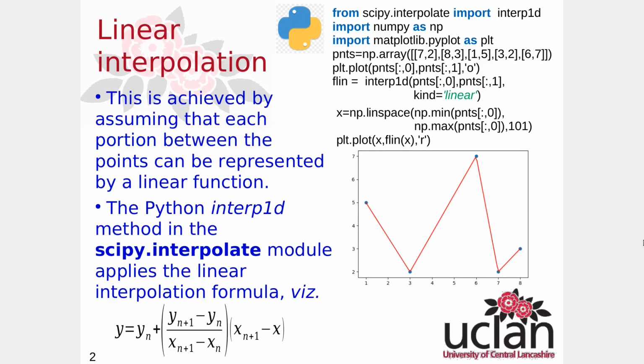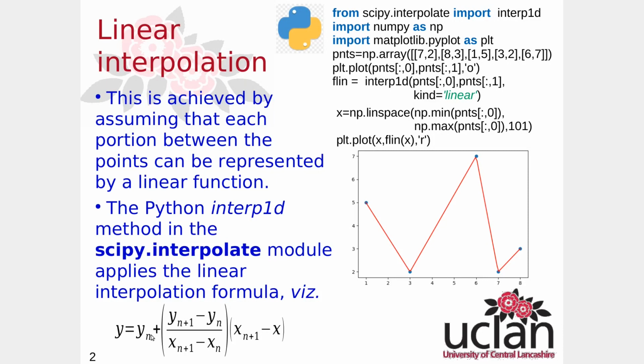So now we're on to the main crux of this particular video lecture, which is interpolation, and we'll start with linear interpolation. This is achieved by assuming that each portion between the points can be represented as a linear function. In Python, there is an interp1d method as part of the SciPy interpolation module, which applies the linear interpolation formula, which is given here. This is quite simply the rise over the run, the changing x up until that particular point.